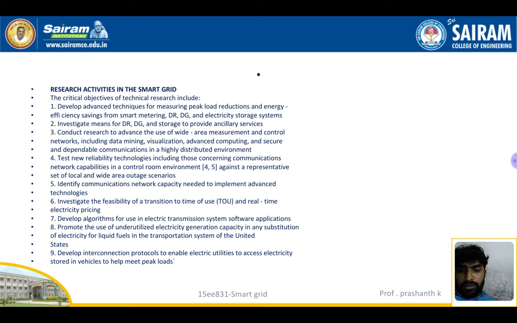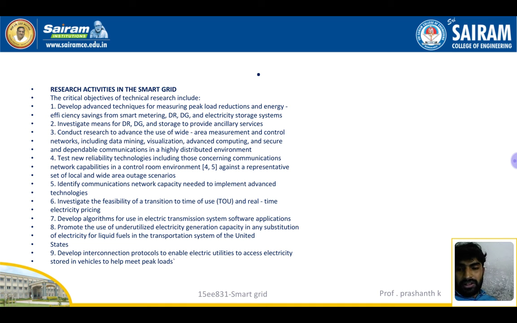Test the new reliability technologies, including those concerning communications, network availability in a control room environment against a representative set of local and wide area outage scenarios. Identify the communication network capacity needed to implement advanced technologies. Investigate the feasibility of transition to time of use and real-time electricity pricing, develop algorithms for use in electrical transmission systems, software applications, and promote the use of underutilized electricity generation capacity in substitution of liquid fuels for the transportation system of the United States. Develop interconnection protocols to enable electric utilities to access electricity stored in vehicles to help meet peak loads.